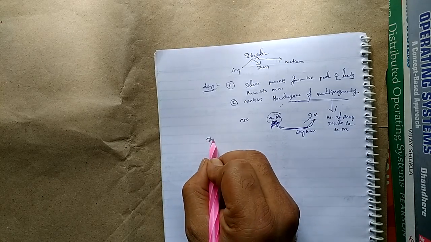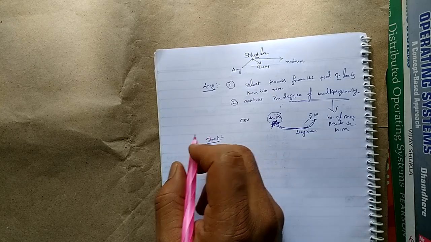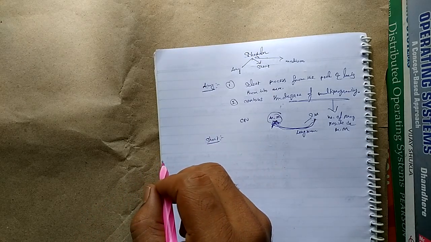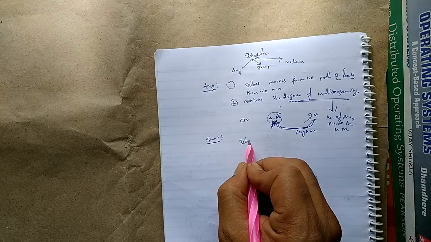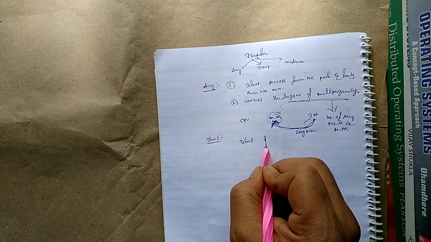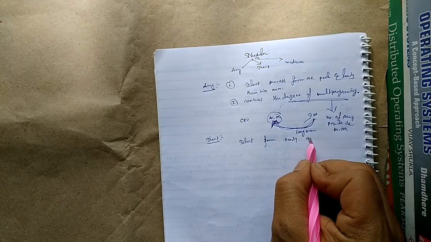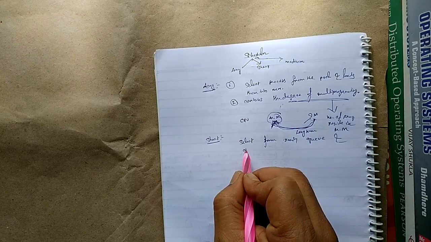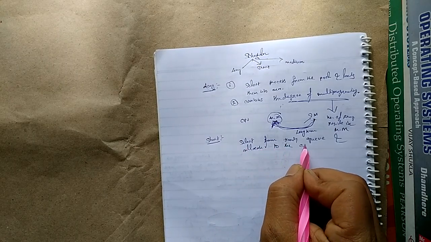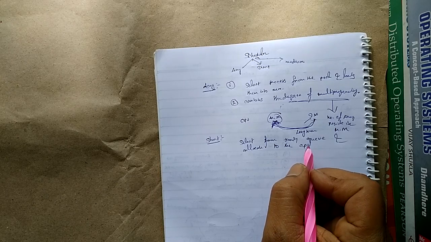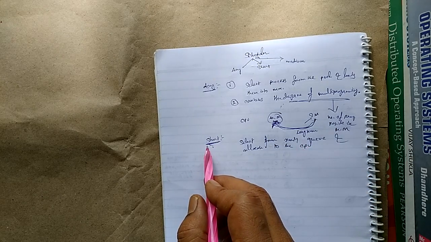Next, we will learn about what is short-term scheduler. Short-term scheduler selects processes from the ready queue and allocates to the CPU. So, that is the basic function of short-term scheduler.